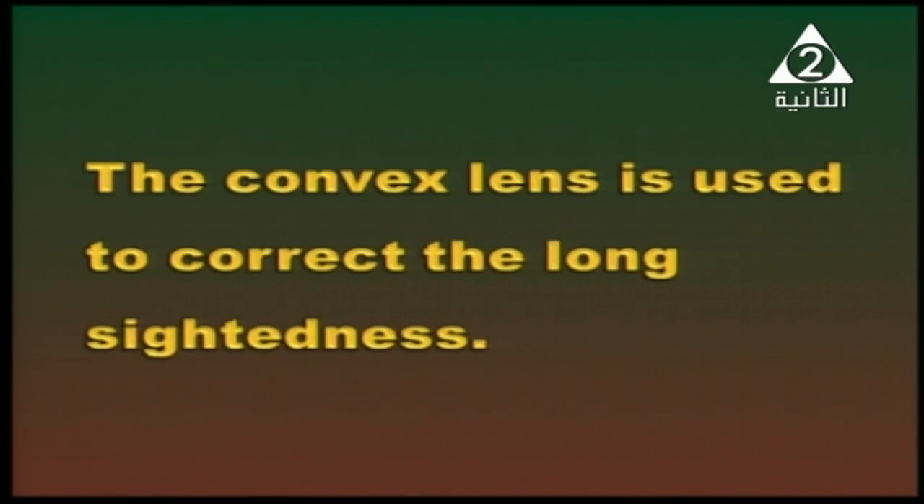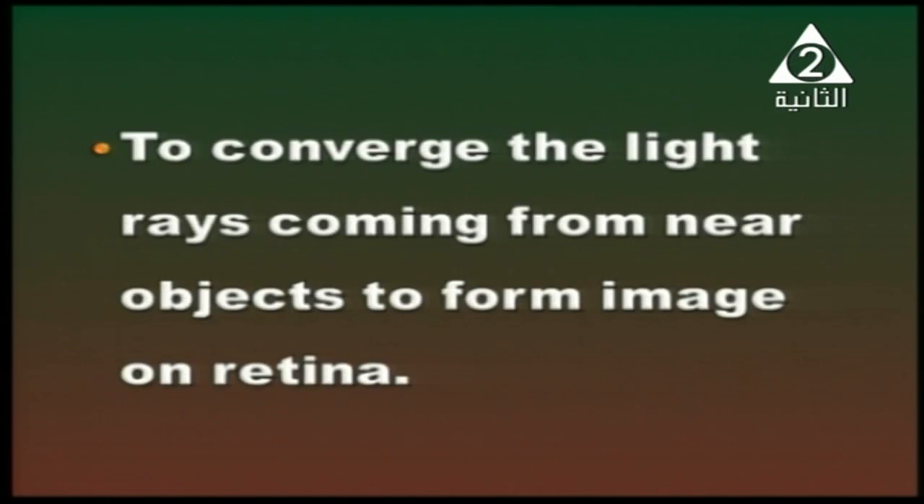The convex lens is used to correct long-sightedness. A person who suffers from the long-sightedness vision defect must wear medical glasses with a convex lens to converge the light rays coming from near objects, and the image is formed on the retina.